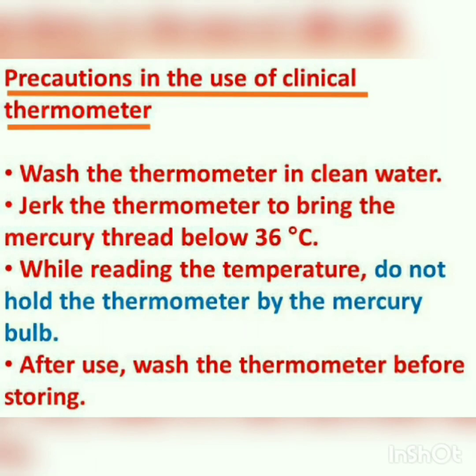One should take some precautions while using a clinical thermometer. Wash the thermometer in clean water or with antiseptic solution before and after using it. Jerk the thermometer to bring the mercury thread below 36 degrees Celsius. While reading the temperature, do not hold the thermometer by the mercury bulb. After use, wash the thermometer before storing.